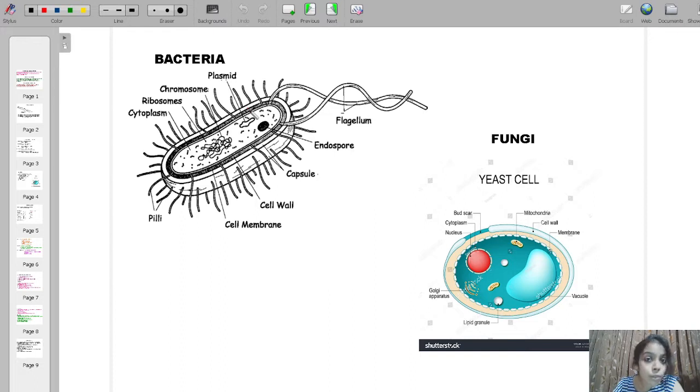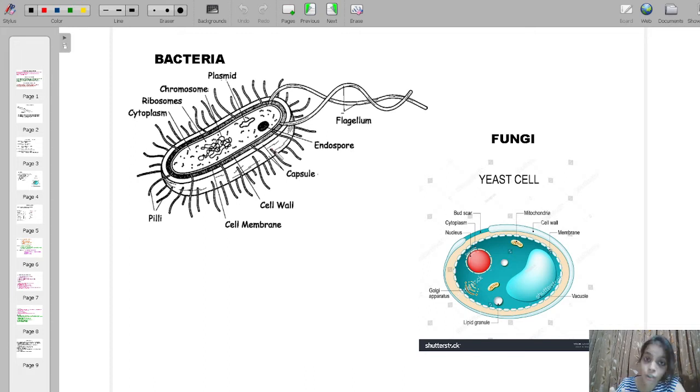What is the function of this plasmid? This molecule of DNA will have certain genes which will give the bacteria certain attributes. Like if you carefully see the structure, around the cell wall there is another layer which is labeled as capsule. Now this capsule is also sometimes called glycocalyx, sometimes it is called slime layer.